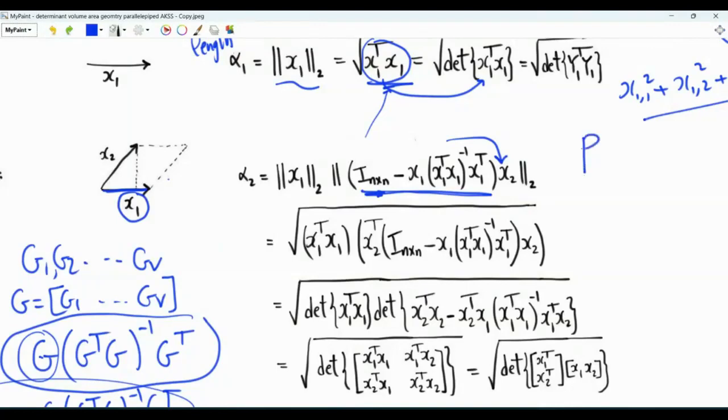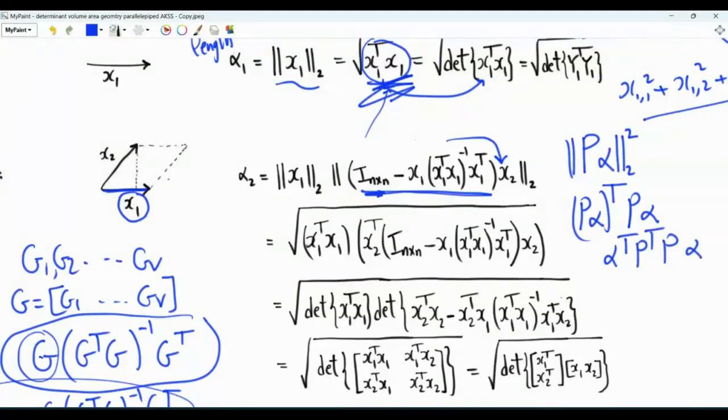If we have an orthogonal projection matrix multiplied by vector alpha and we are computing the L2 norm squared, then the L2 norm squared is (P alpha) transpose times P alpha. This is alpha transpose P transpose P alpha. But for an orthogonal projection matrix, the matrix is symmetric, so P transpose is equal to P. We have alpha transpose P squared alpha.